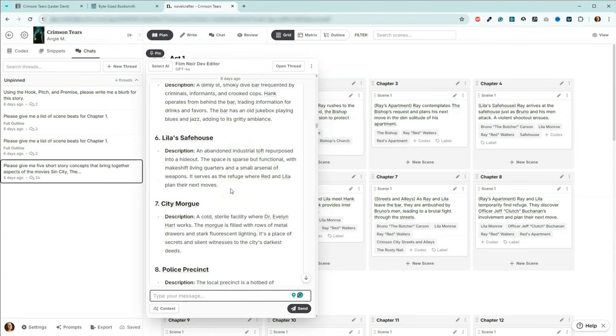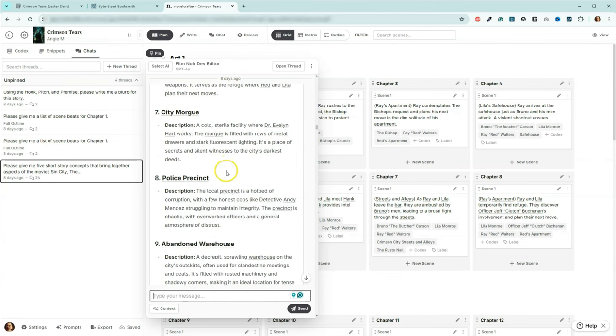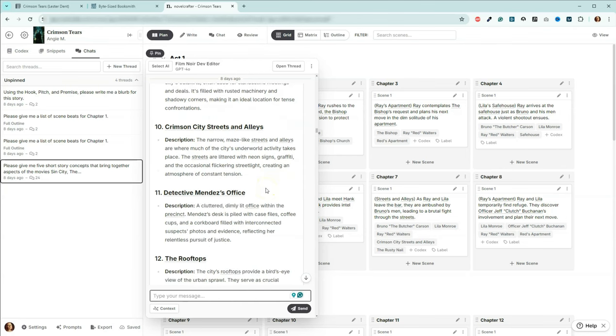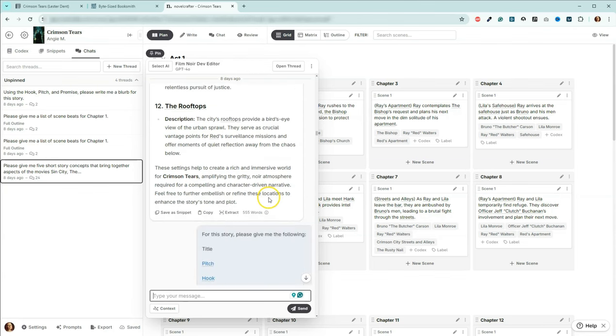And then we've got the morgue that Dr. Hart works in, the police precinct, the abandoned warehouse. It also had streets and alleys, so it's describing the streets and alleys inside of Crimson City, Detective Bendis's office. And then we also have the rooftops, which is very much like The Spirit. I thought that was pretty interesting.